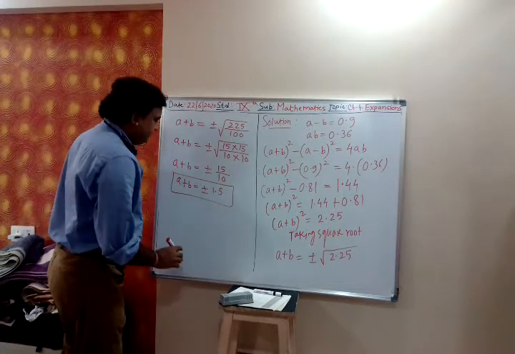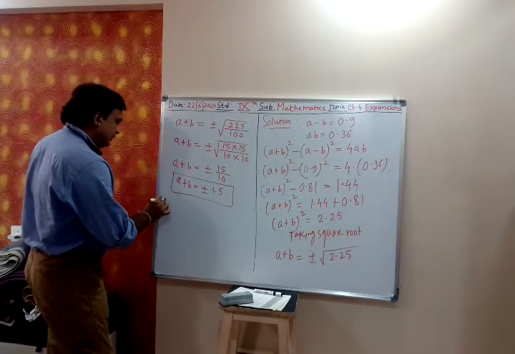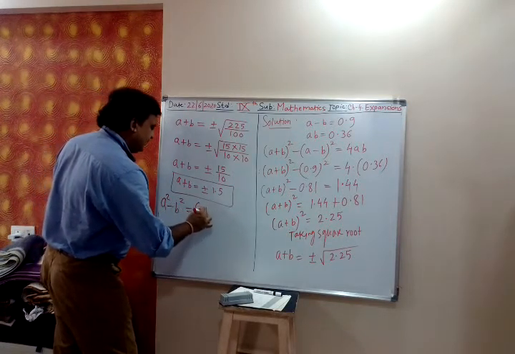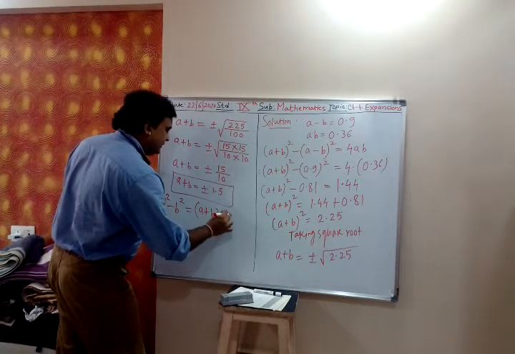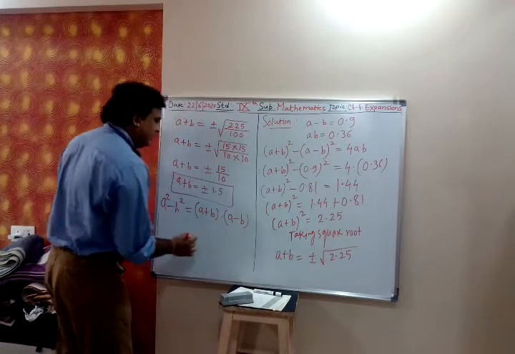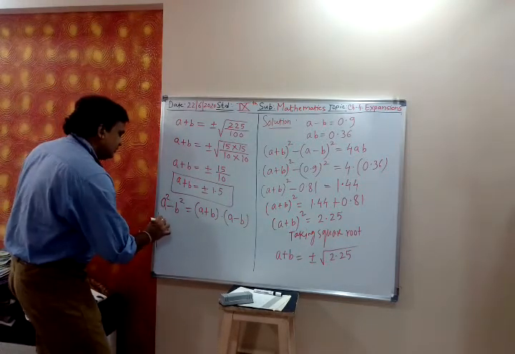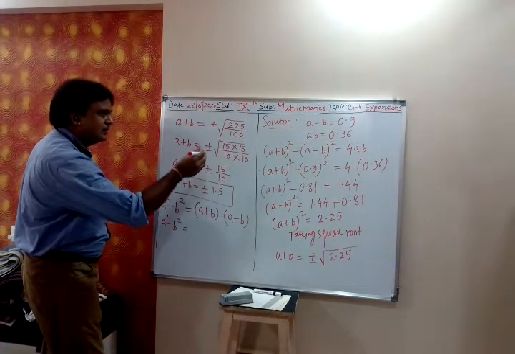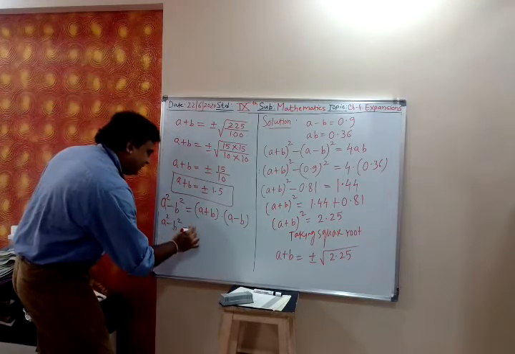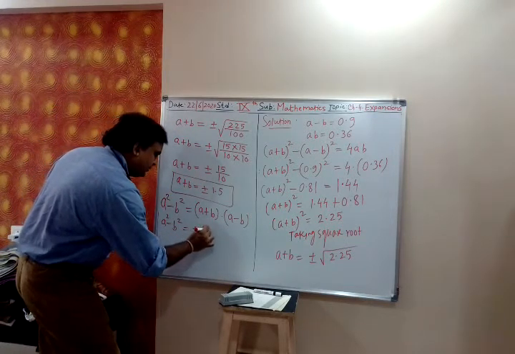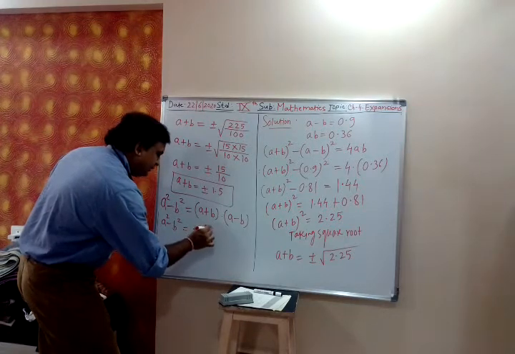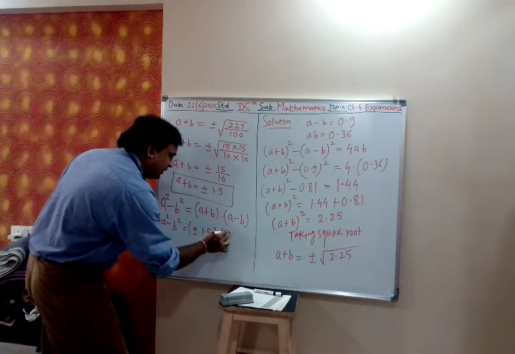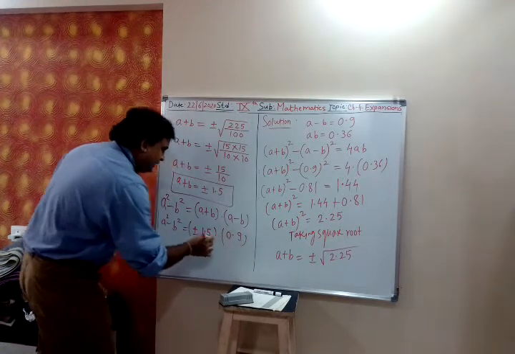Then what is asked? A square minus b square. A square minus b square is a plus b into a minus b. So a square minus b square is a plus b. A plus b is given, just now we have found, that is plus minus 1.5, into a minus b. A minus b is 0.9. Now you multiply these two.